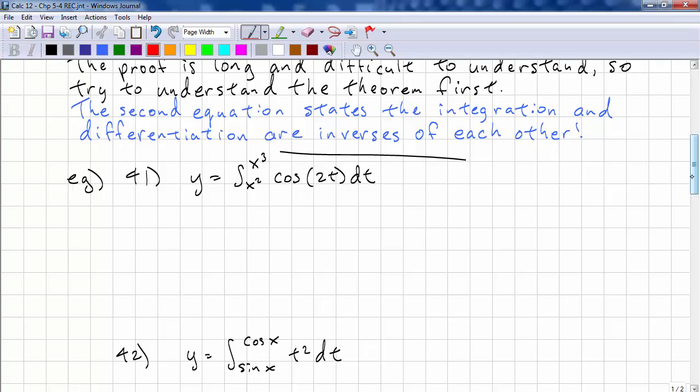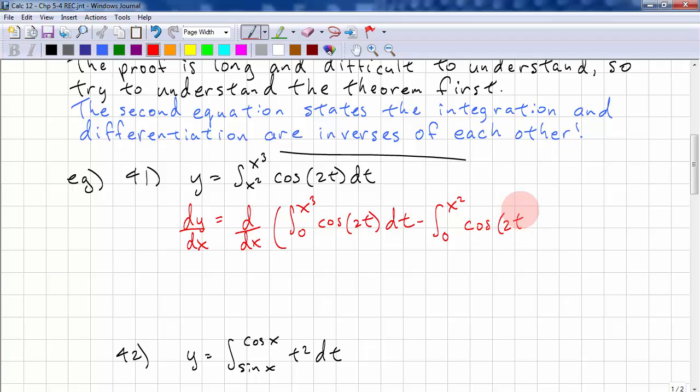So let's look at some examples. We need to take the derivative of y. So dy/dx equals d/dx of the integral from 0 to x cubed of cos 2t dt minus the integral from 0 to x squared of cos 2t dt.